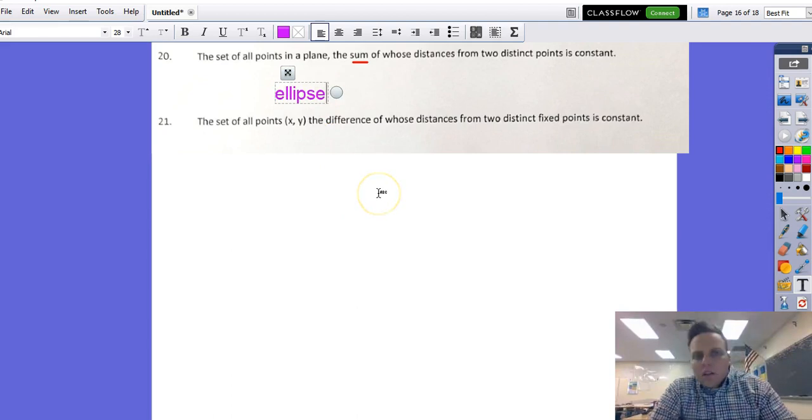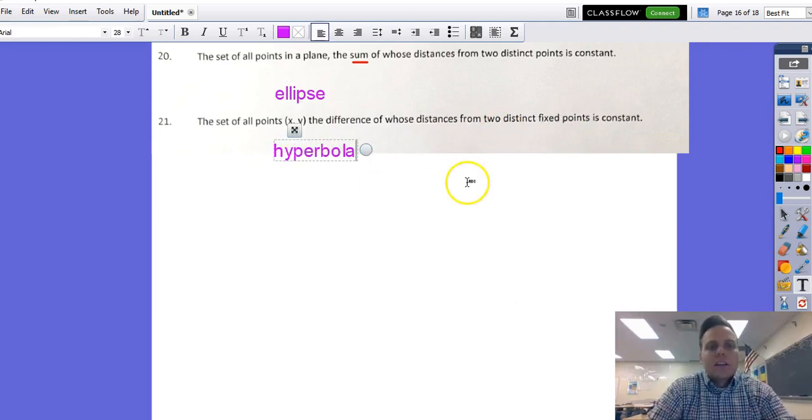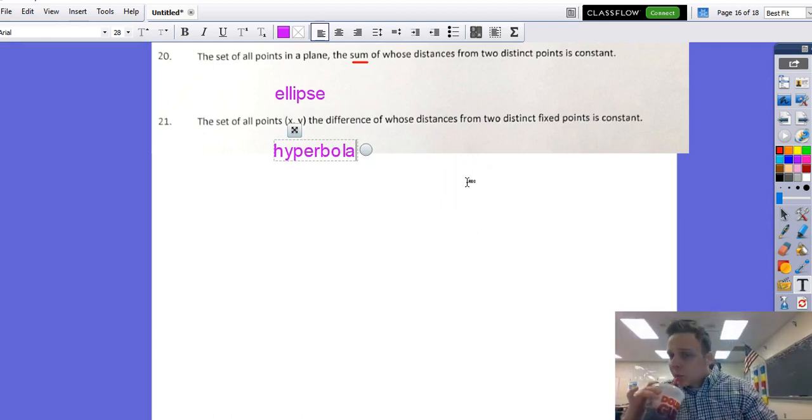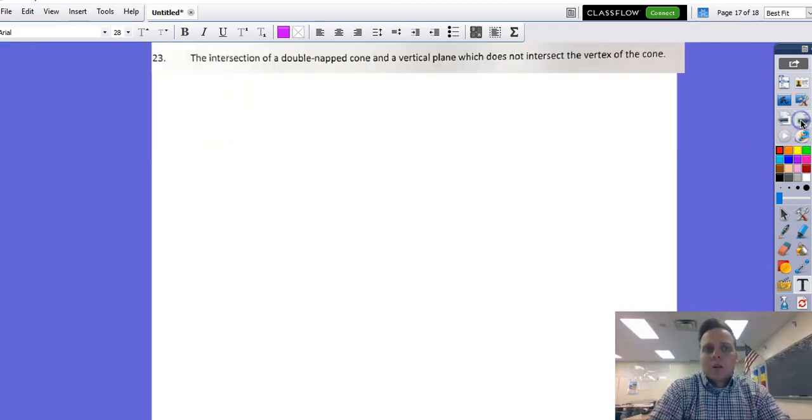All right? The set of all points, the difference of whose distance from two distinct fixed points is constant, is a hyperbola. Once again, you just have to memorize these answers, guys. These are just basic definition questions that you're just going to have to memorize the answer to. Okay? 23. The intersection of a double nap cone and a vertical plane which does not intersect the vertex of the cone. All right? That is also a hyperbola.